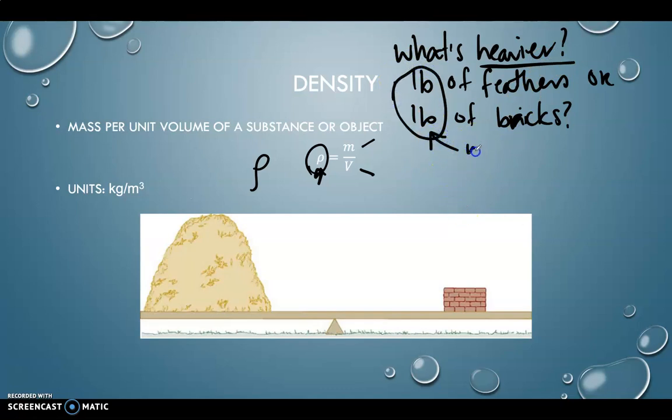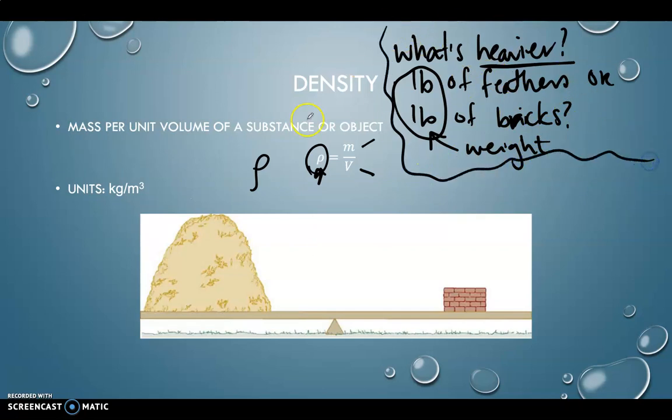Our weight is the same here, so they're both heavy. But when we're saying, okay, what's heavier, I think a lot of times we're thinking of the density, okay? Because when you think of holding one feather versus holding one brick, the brick is much more dense. It seems like it would be the heavier substance, right?